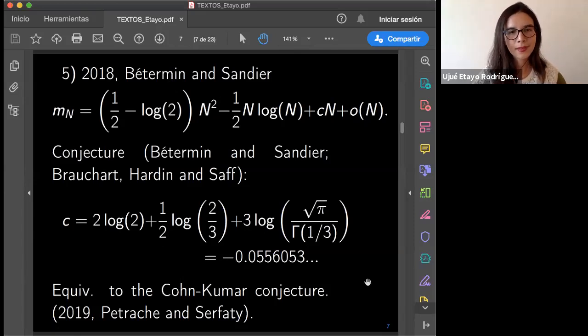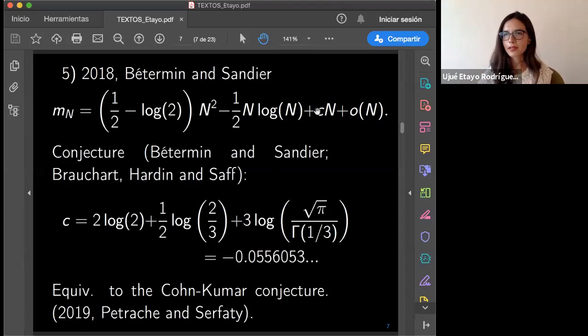All right. They were not the only ones proposing this conjecture, because in a previous paper by Brauchart, Hardin, and Saff, one of those papers where they were giving bounds for the previous constant, they proposed exactly the same candidate here for the third term, this constant times big N. All right, so we have these two conjectures motivated by two different techniques that lead us to think that this is the correct constant for the third term.